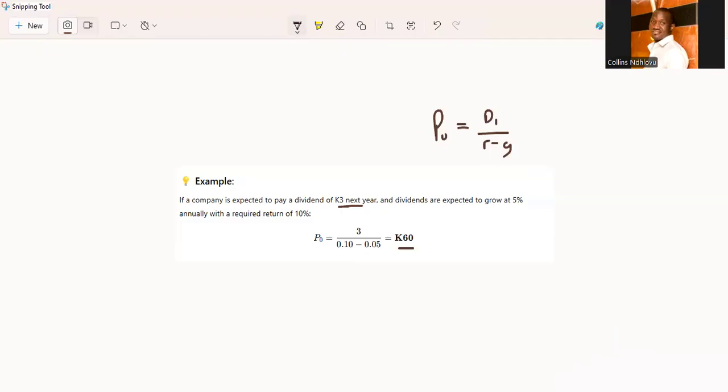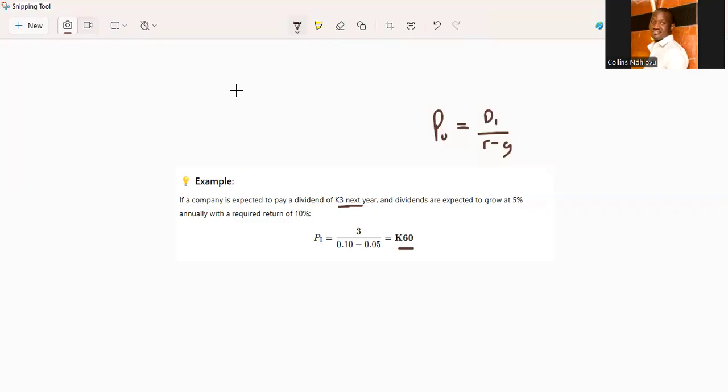Are we together? Are you following me? Okay, it's a build-up of what we were learning in the previous sessions of our classes. So this is a constant growth model. And we also have what is called the multi-phase growth model.